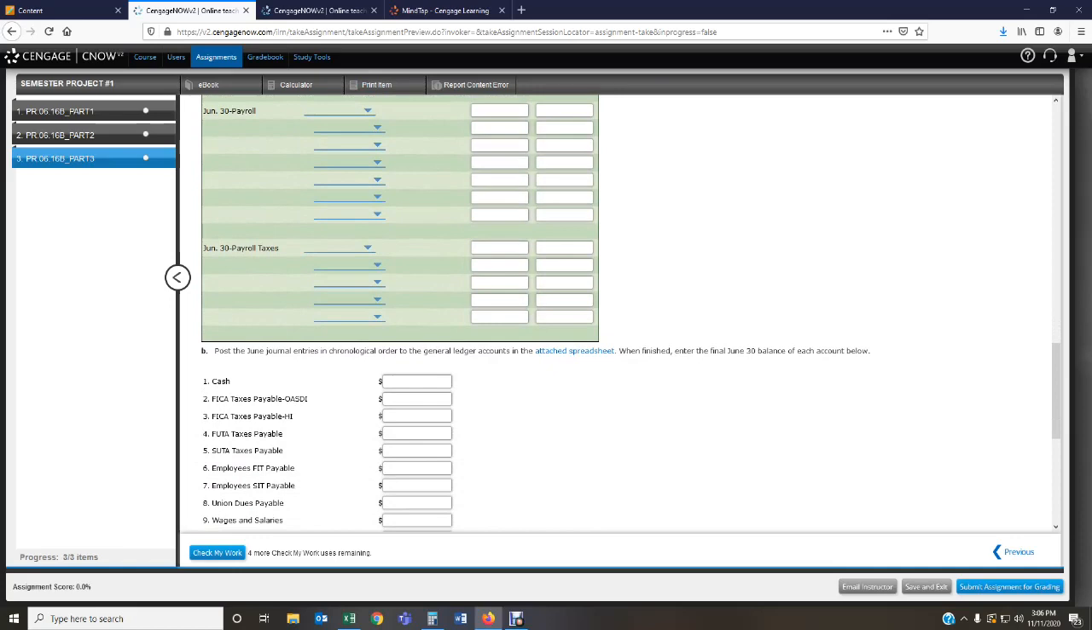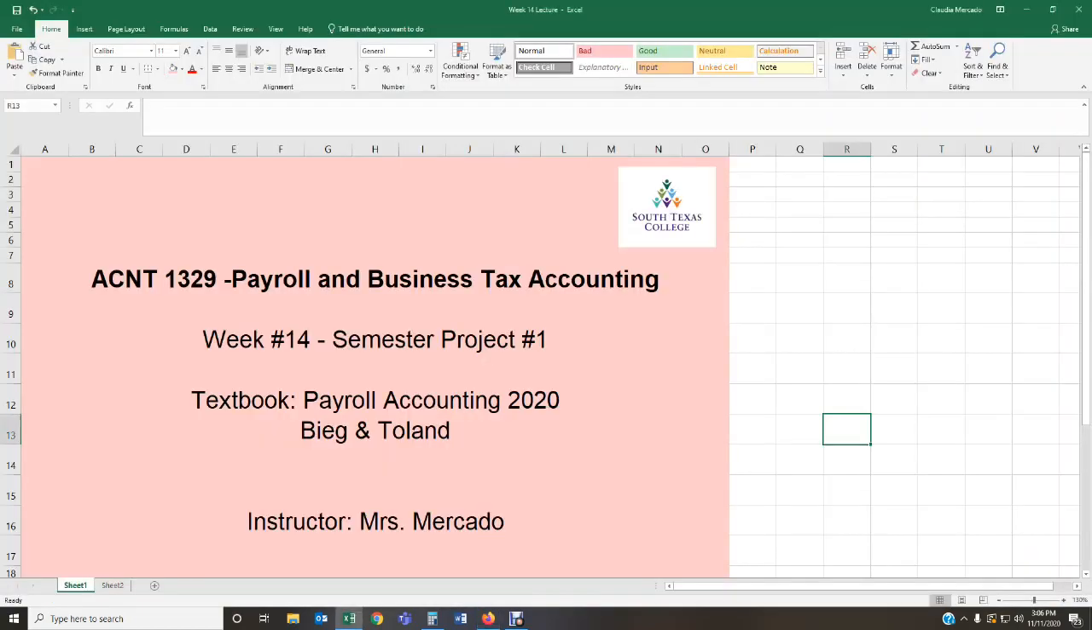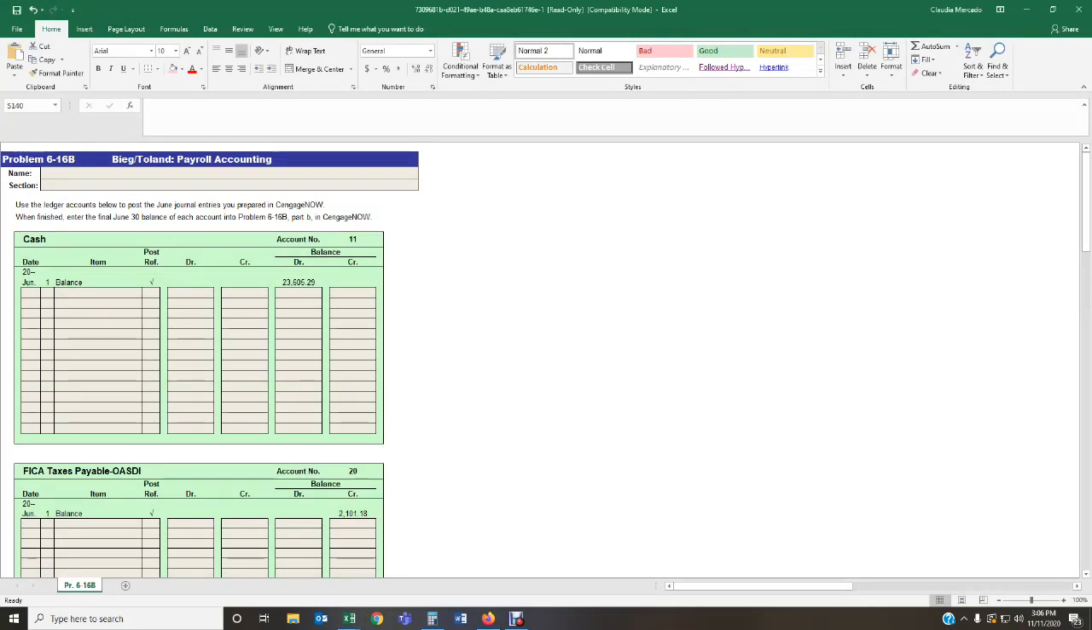What they've done for you is they've given you a spreadsheet. Let me open the spreadsheet. Okay, it's loading. Here we go. So they've given you a spreadsheet here, and this is what you're going to be utilizing to post all of the transactions from your journal to your respective ledgers.